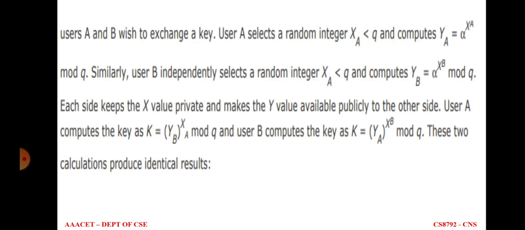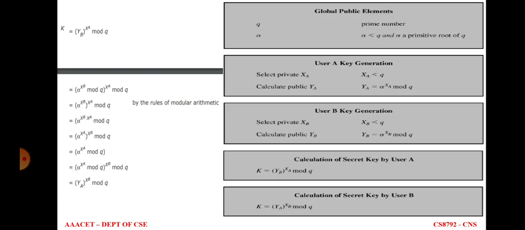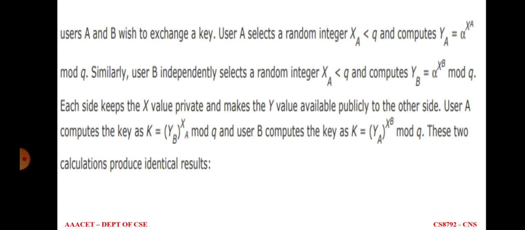Consider that user A and B want to exchange a key between them. User A selects the random number XA, which should be less than q, and computes the value YA using the formula. Similarly, user B selects a random integer XB, which should be less than q, and computes the value YB in the third step. Now they know the values of XA, XB, YA and YB. By using these values, they can easily calculate the secret value on user A's side and user B's side. Both values are named K.